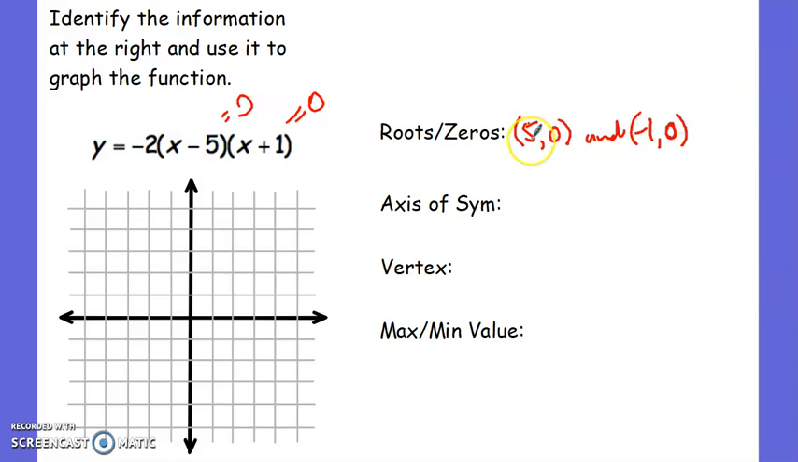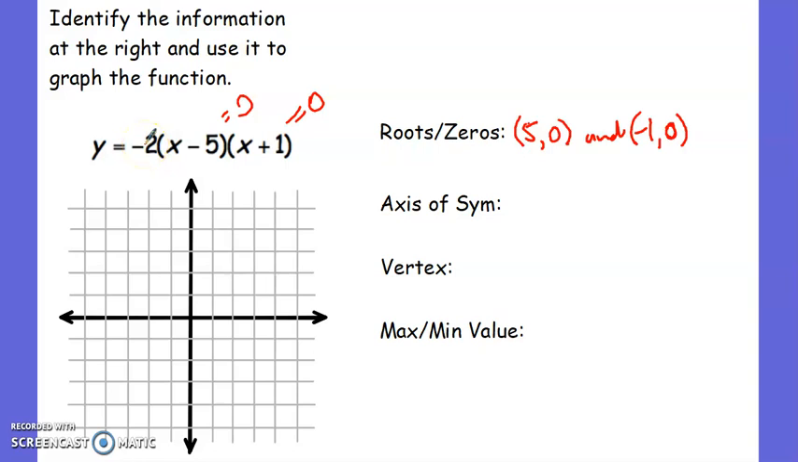Again, remember, we're separately plugging in 5 and negative 1. If x were 5 both times, the entire equation would turn to 0. It wouldn't matter that 5 plus 1 is 6, because 6 times 0 is still 0, and times negative 2 is still 0.